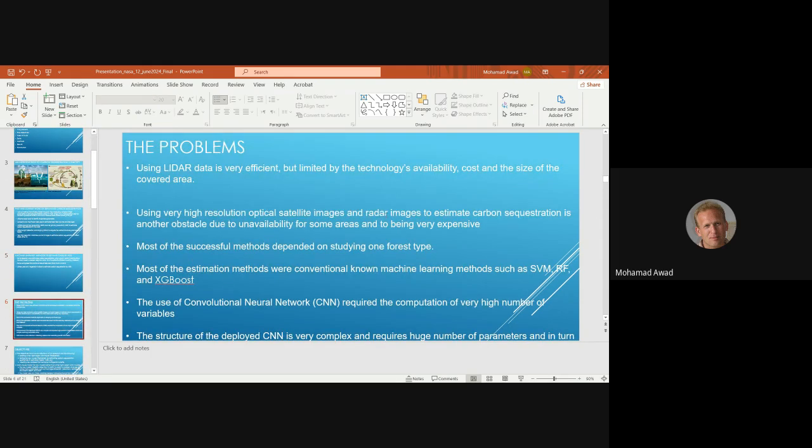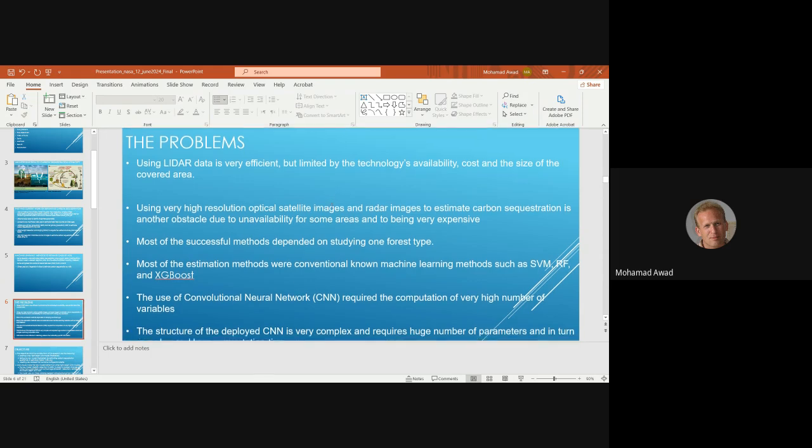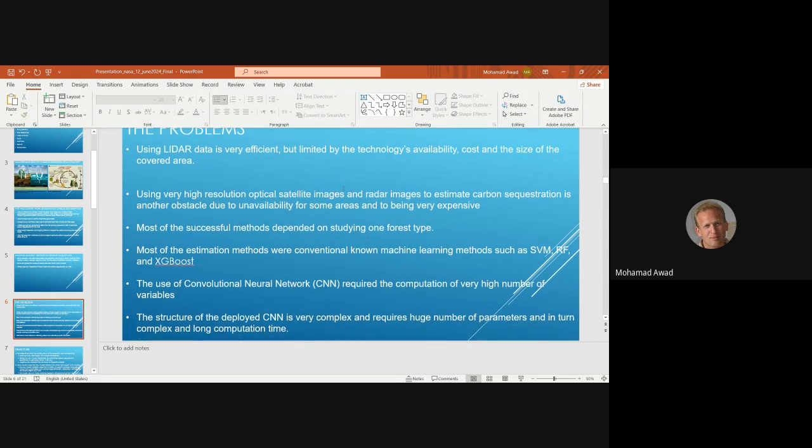So the problems can be summarized as follows. If we were using advanced technologies, LiDAR data is limited by the technology availability, cost, and the size of the covered area. If we were using very high resolution optical satellites, it has the same problem. It's the same for the radar images. It depends on availability and affordability, so they cannot be used all the time. Here we are talking about the type of data.